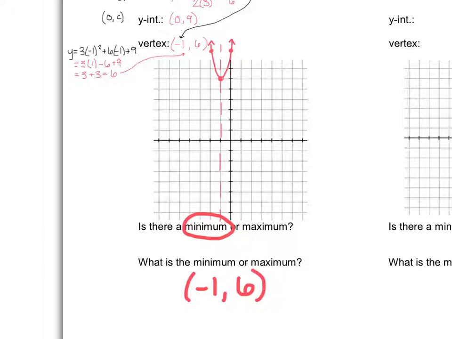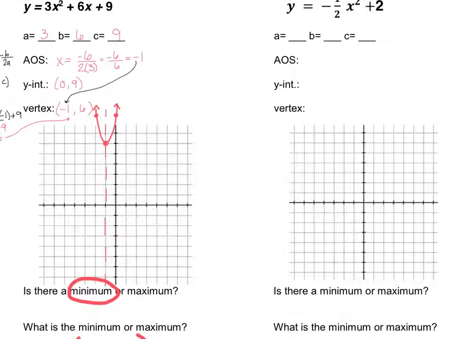What if I write vertex? Then you get some points off. All right. Y'all ready for the next one?